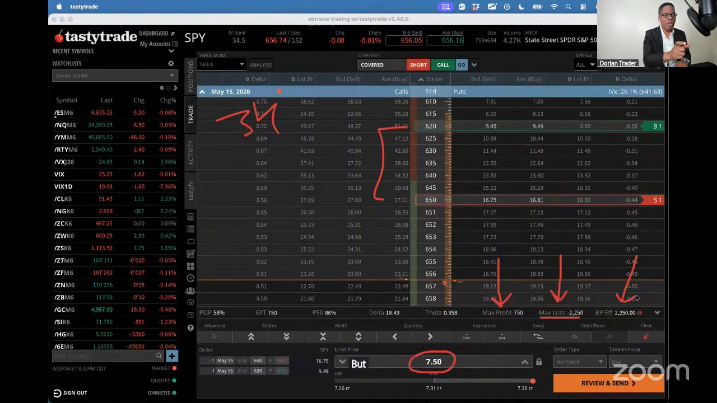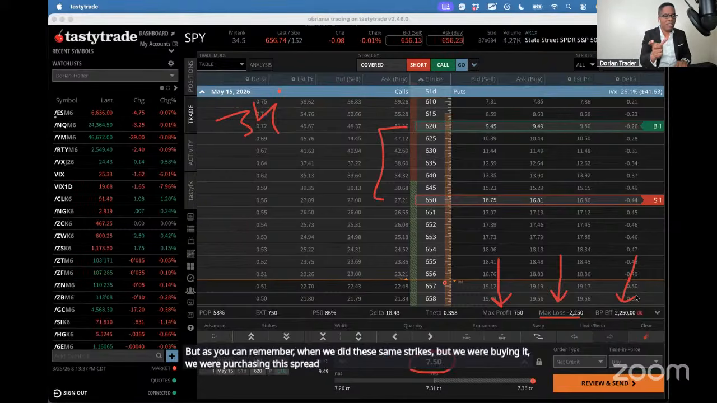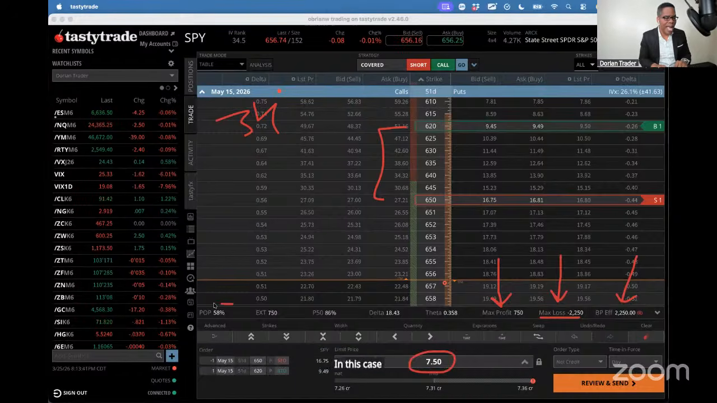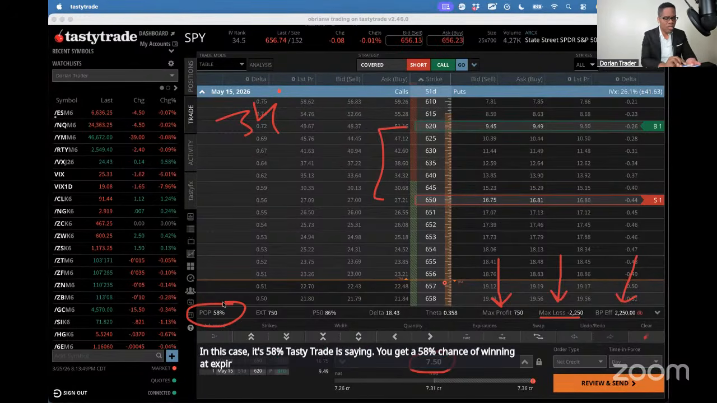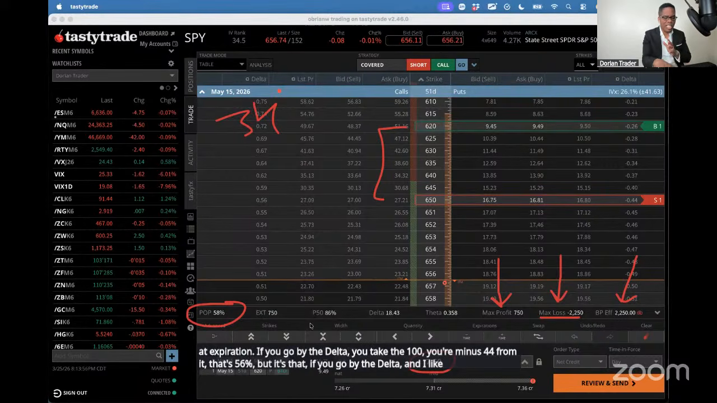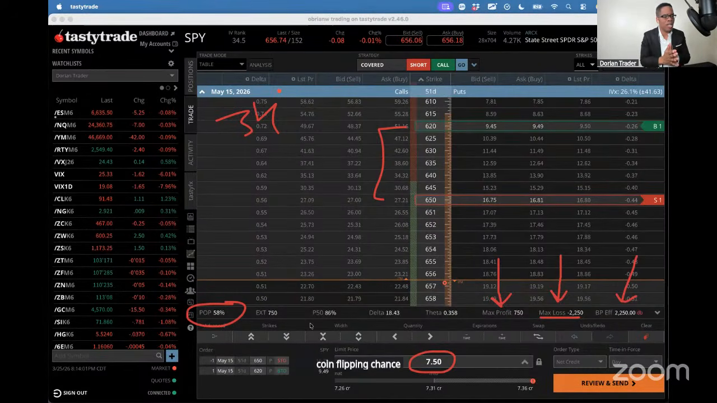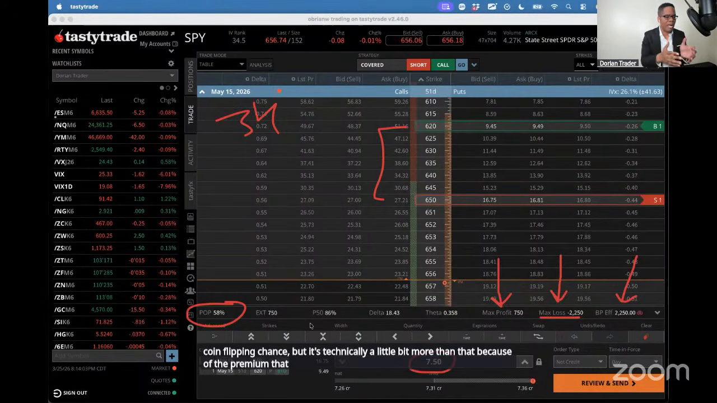But as you can remember, when we did these same strikes but we were buying this spread, the probability was 52% at expiration. In this case, it's 58%. Tasty Trade is saying you've got a 58% chance of winning at expiration. If you go by the delta, you take the 100, you minus 44 from it, that's 56%. I like to go back to delta just in case you didn't have that; you can say a 56% chance. Still better than a coin flipping chance, but it's technically a little bit more than that because of the premium that you have. That's why Tasty Trade is saying 58% here.